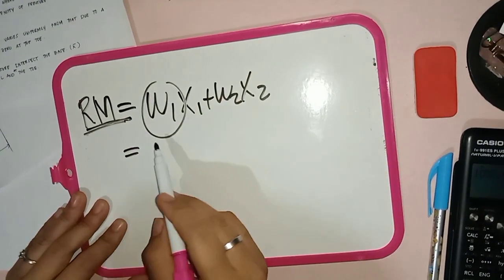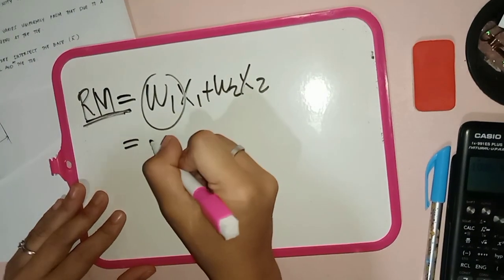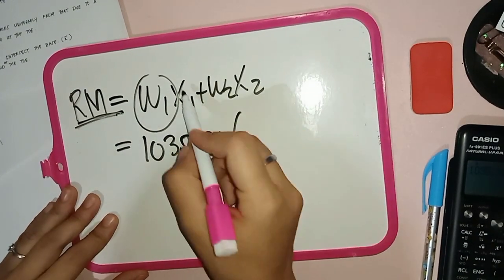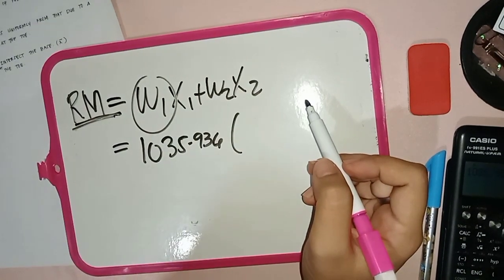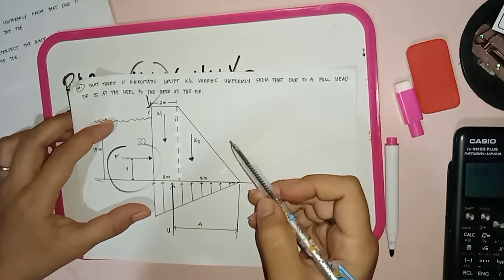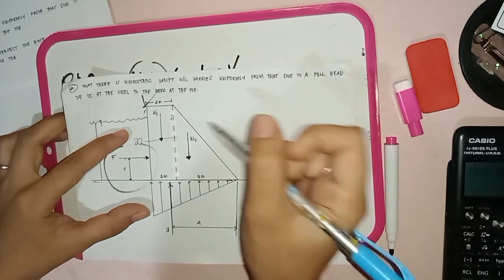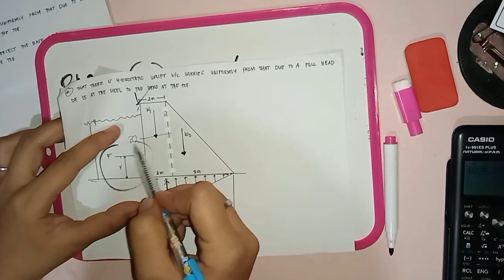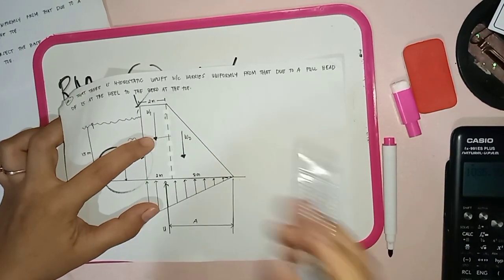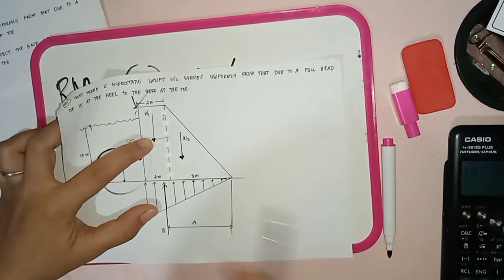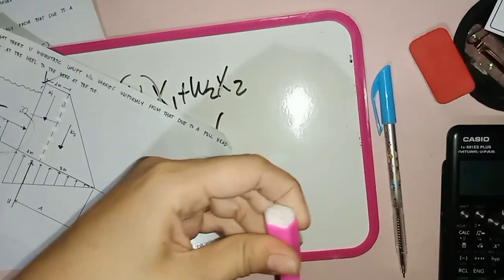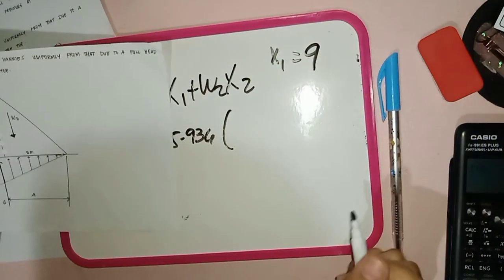The value of our weight 1 is 1035.936 times our x1. We still need to get x1. Since we have 22 here, our x1 is half of 2, which is 1, plus our 8, so we have 9. Our x1 here is 9.